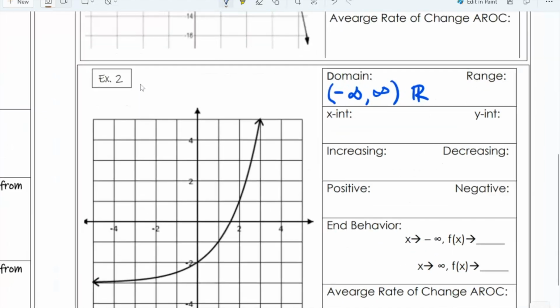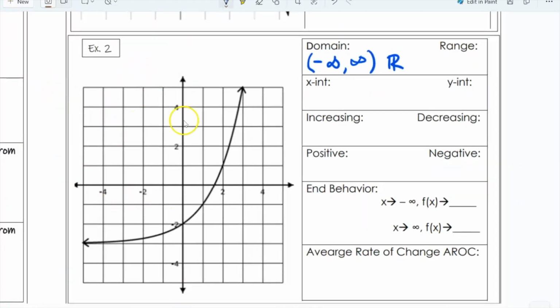All right, for range, remember range is your y-axis from the bottom to the top. Now be careful with exponential functions because exponential functions have asymptotes, right? What is an asymptote? An asymptote is a line that this exponential function approaches but never reaches. So it gets very close to, but it does not reach. I know it looks like it touches it, but it doesn't. All right, so because it doesn't reach this, the bottom of my graph is going to be -3. And because it does not touch it, it's going to be open.